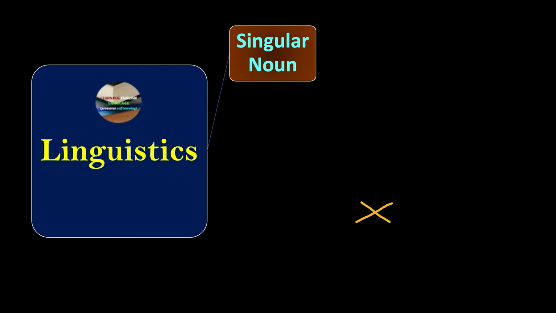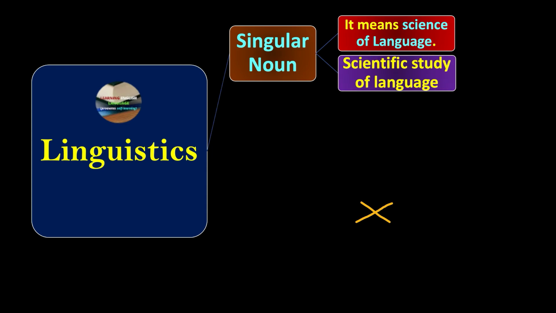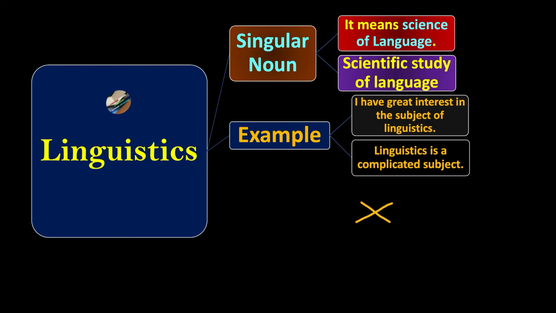Linguistics. It's a singular noun and it means science of language. In other words, we can also say scientific study of language. For example, I have great interest in the subject of linguistics. Linguistics is a complicated subject. What is to be noted is that the S at the end is very important.